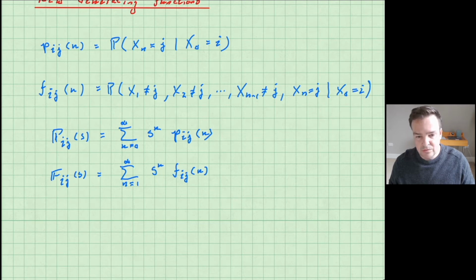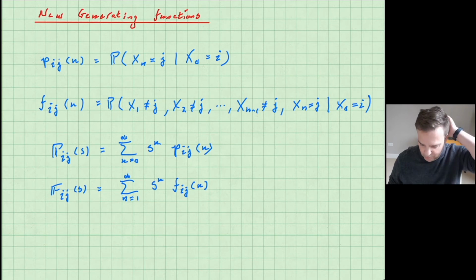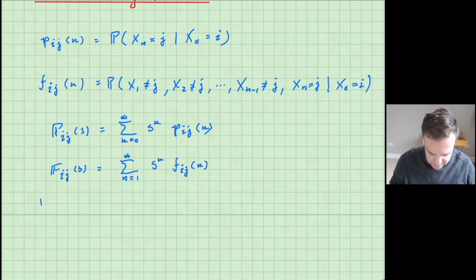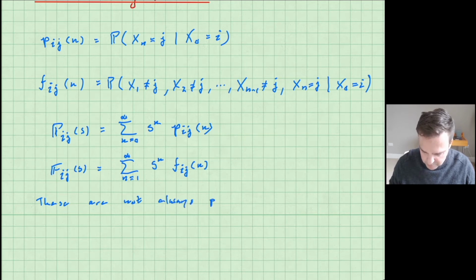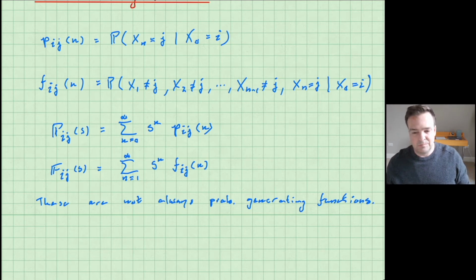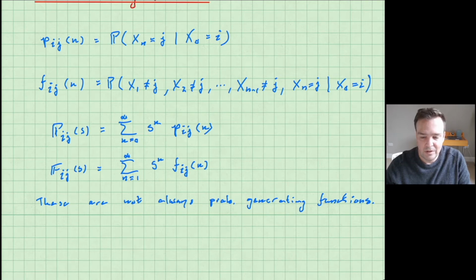And so we're going to use these two generating functions to do various things to explore our new model. But I want to point out right away, these are not necessarily probability generating functions. These are not always probability generating functions. They can be, and maybe in a lot of contexts they are, but they don't have to be. And so we don't want to use that name for it necessarily.